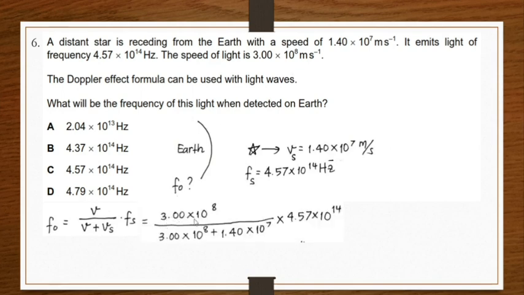So I can calculate by substituting those quantities, and then I can calculate that the F of the observer is 4.366 times 10 to the 14 equals 4.37 times 10 to the 14 Hertz. So the answer is B.